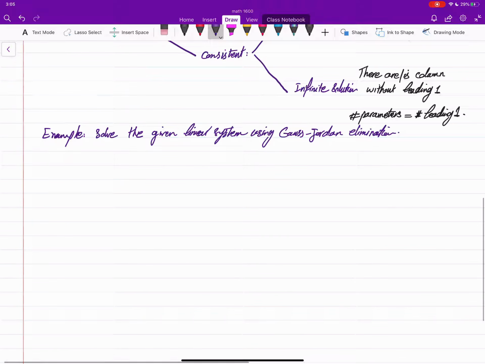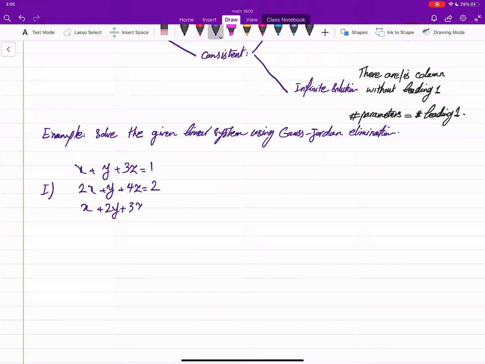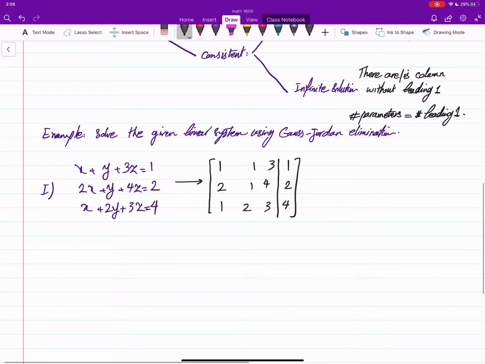So first example, this one we actually did: x plus y plus 3z equals 1, 2x plus y plus 4z equals 2, and x plus 2y plus 3z equals 4. Okay, let's start working on this. First step, the augmented matrix: 1 1 3 1, 2 1 4 2, and 1 2 3 4. Then you row reduce this.